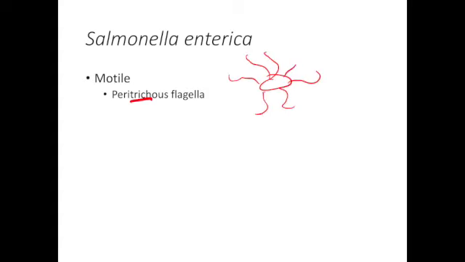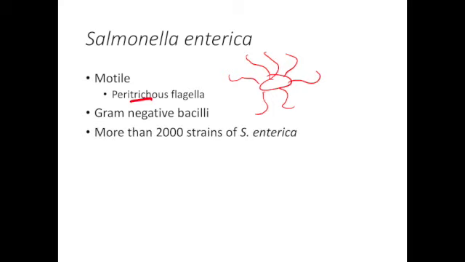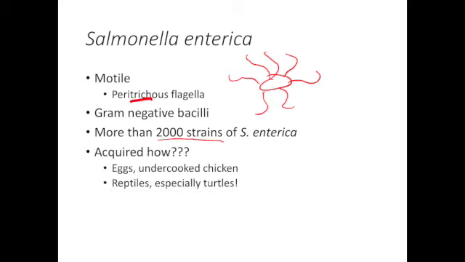So Salmonella enterica, Salmonella species are motile and they have peritrichous flagella, which means the flagella are found all over the cell body, like so. And they are, again, gram-negative bacilli, just like Shigella, just like E. coli. There are more than 2,000 different strains or serotypes of Salmonella enterica, which is a part of why it's so hard to create a vaccine against bacteria such as this.